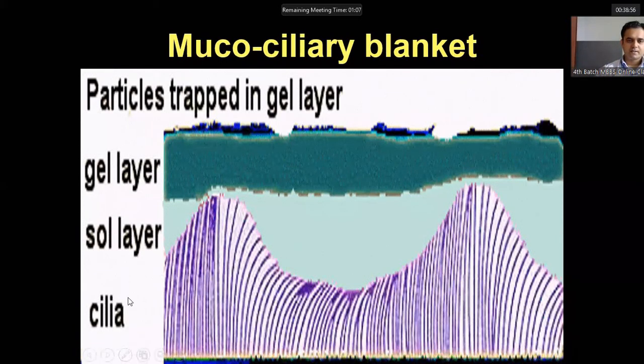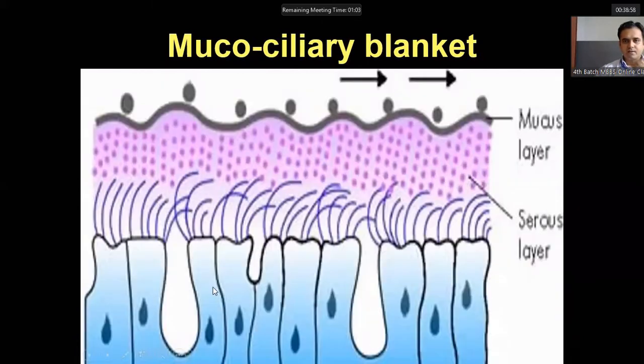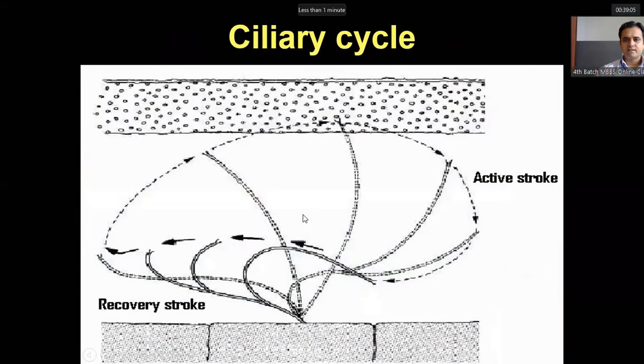I have a diagram here. Look, this is the mucociliary blanket. This is the mucous layer, this is the serous layer, and the cilia are here. Then there are two strokes. This is the gel layer, and this is the sol layer, and the cilia are present in the sol layer. This is the active phase, and the active phase is very fast.